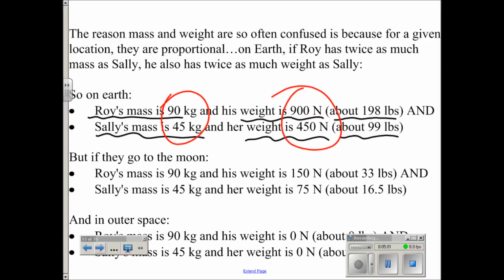All right. To be proper, if you in America, if you say, how much do you weigh? You know, if you went to Roy and said, how much do you weigh?